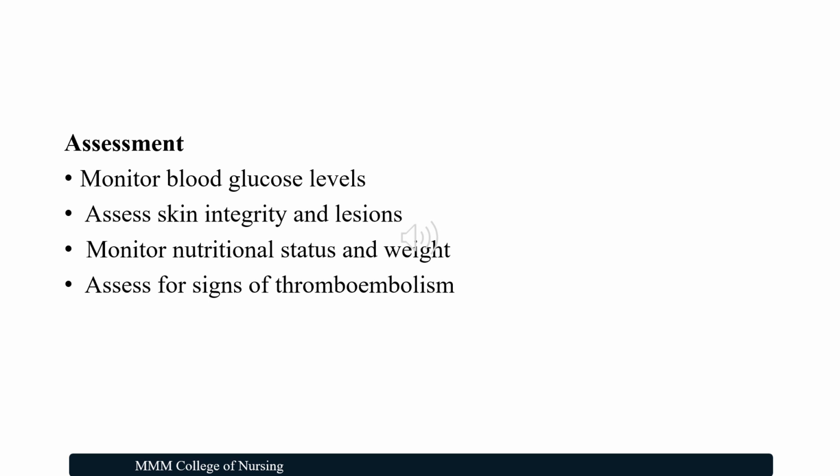Coming on to the nursing assessment. The nursing assessment includes monitoring the blood glucose levels of the patient, assessing the skin integrity and the lesions, monitoring the nutritional status and weight, and assessing for signs of thromboembolism.